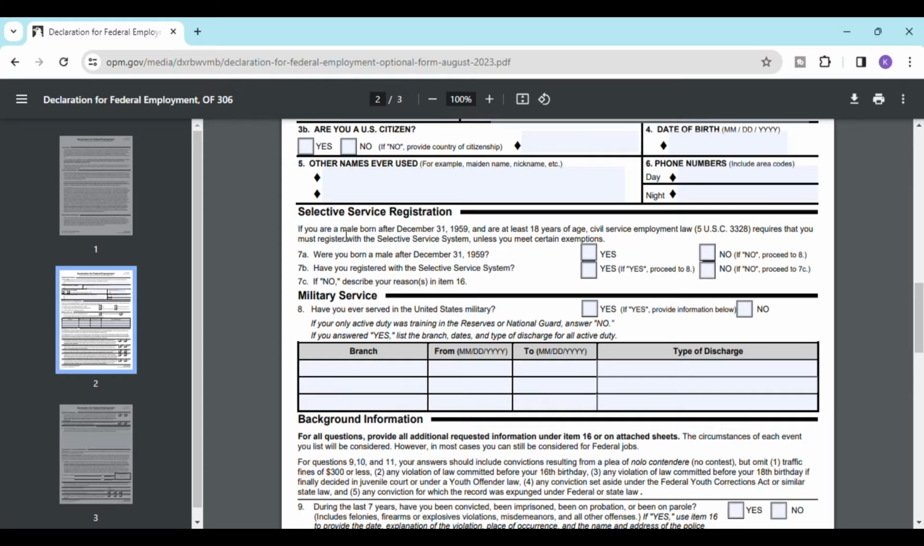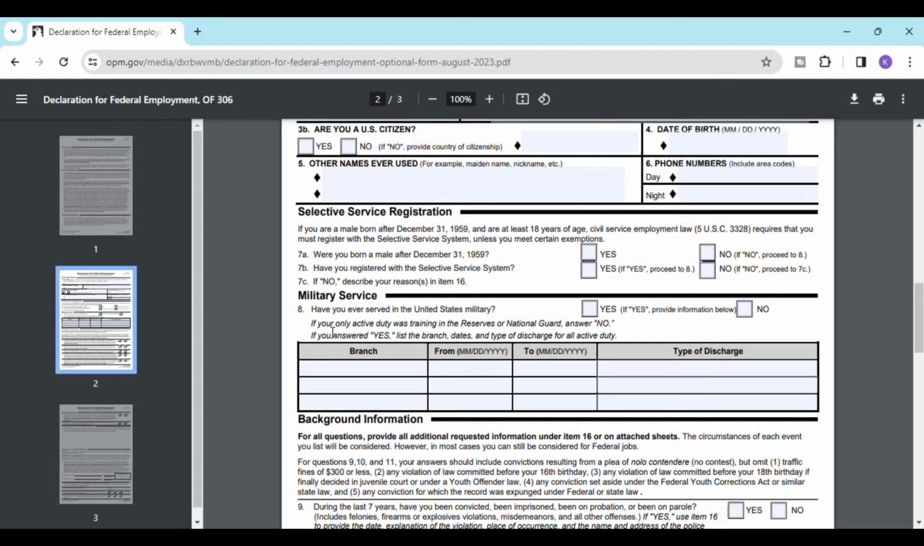Then selective service registration is if you were a male and you were born after 1959, then you would disclose whether or not you have registered. You must register for selective service to be eligible for federal employment. If you did not select or you have a waiver, then that's something that you would have to go through and provide proof that you have an approved waiver to be considered.